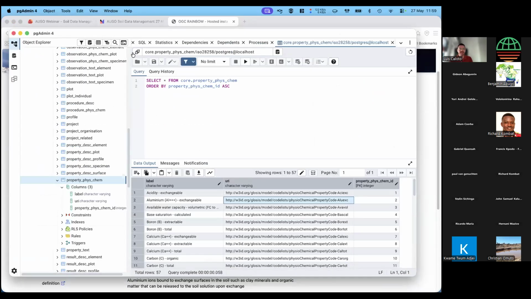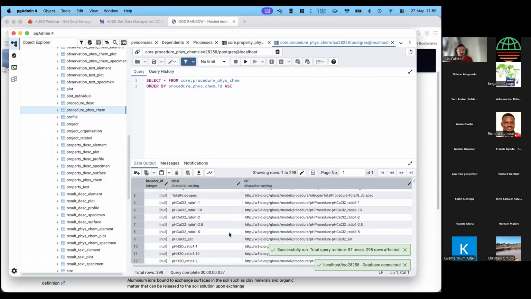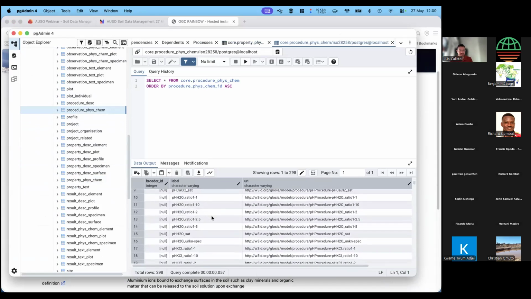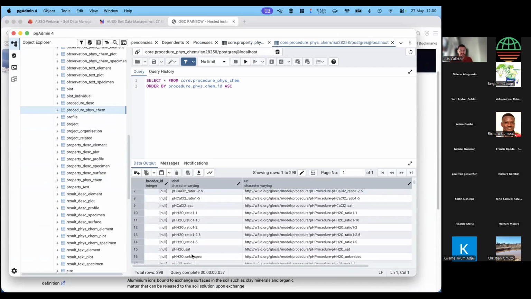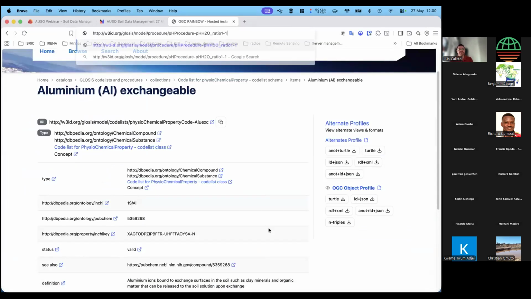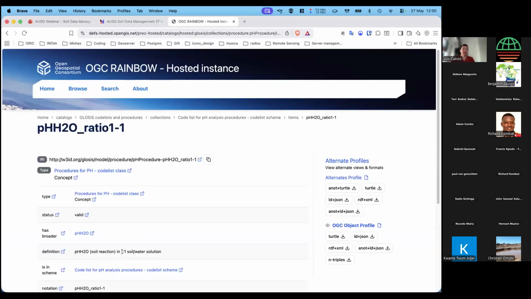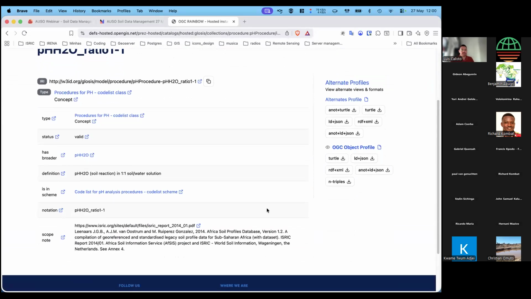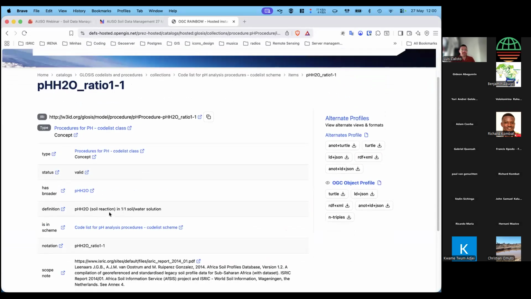The very same goes for procedures. Let me show you procedures. So let me show, pH measured in water with different ratios, okay? I'm going to copy them. What is important is we don't need to reinvent the wheel, because these vocabs already exist. Let's make use of them. So these are the different procedures, for example soil pH measured in water in a 1-to-1 soil water solution.